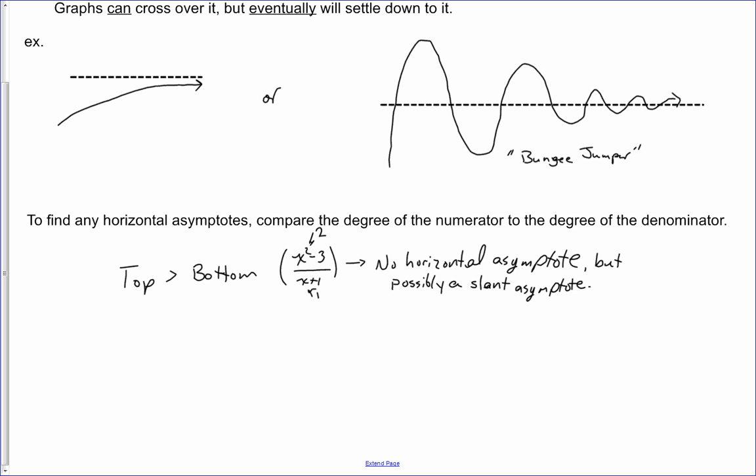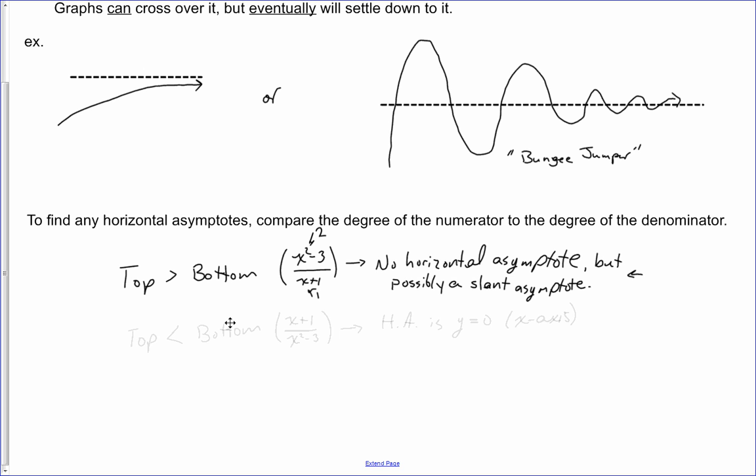Now, as you'll see in the next video, this may have a slant asymptote. We'll have to check. Since the top is bigger and it doesn't have a horizontal, we would have to check to see if it had a slant. We'll get to that in the next video.